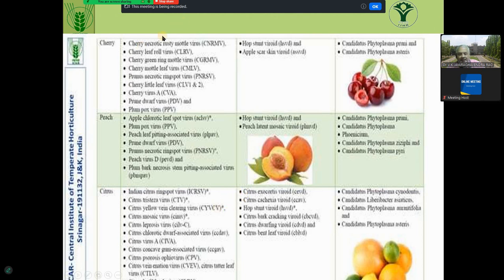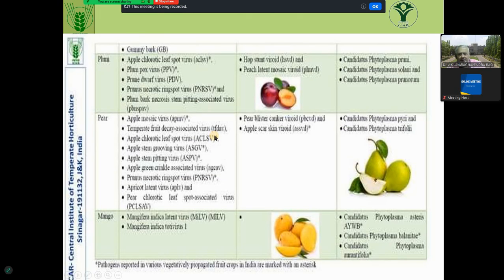For each and everything, there is already a virus there. Citrus, okay, Indian citrus ring spot virus. So all our clean planting material should be free from many of these viruses, diseases, fruit fly, Bactrocera dorsalis, and so on and so forth. Similarly, plums also, wherever there is a disease incidence coming from the planting material, like banana, I told you it comes from the suckers.